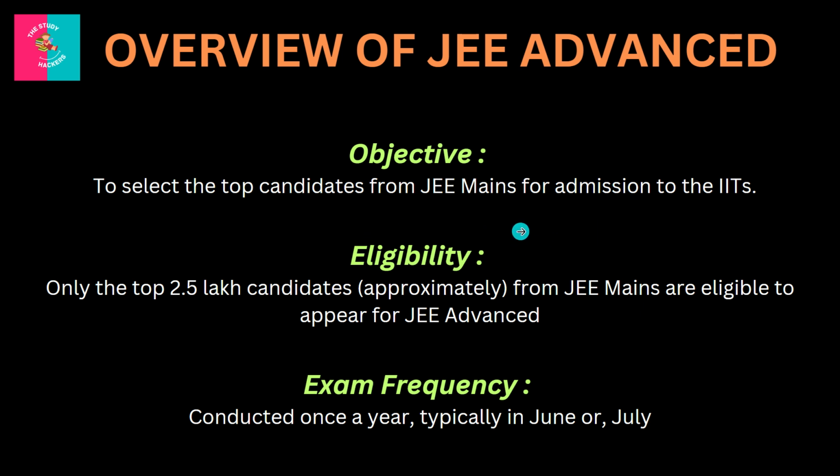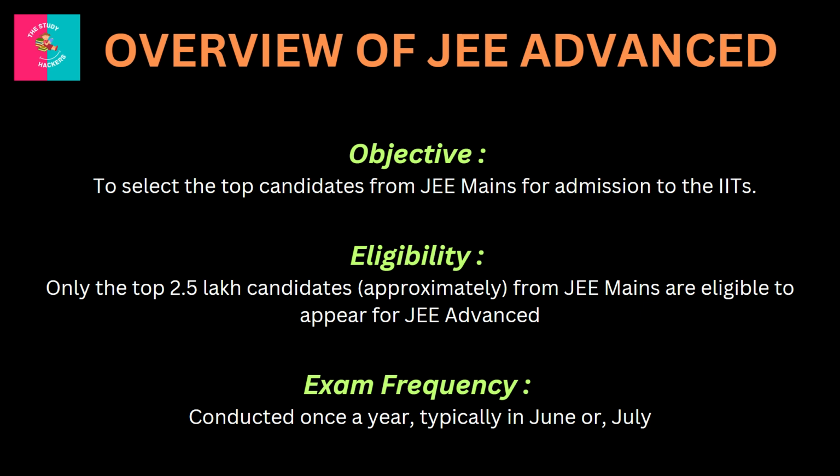Now the eligibility is that if you appear for JEE Mains and your rank is between 1 to 2.5 lakh, you are eligible for appearing for JEE Advanced. Okay? So that's all the eligibility of JEE Advanced, and all the eligibility conditions of JEE Mains are applicable to JEE Advanced. Okay? That's all.